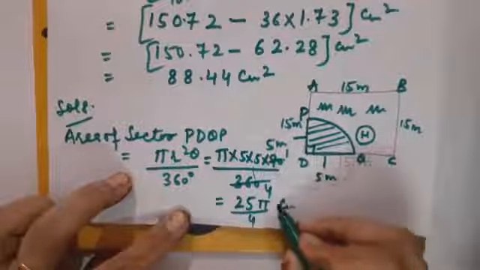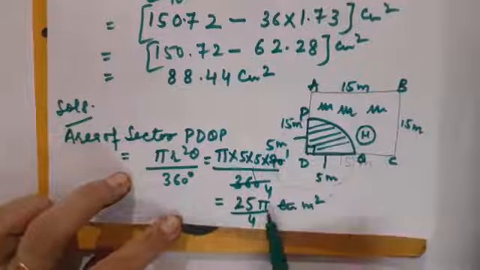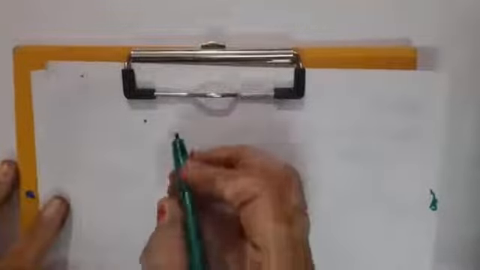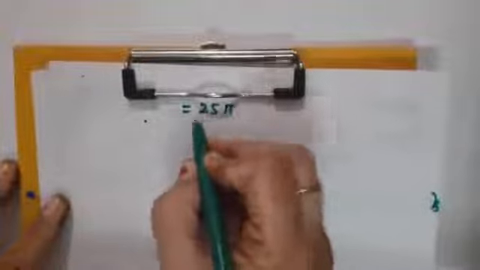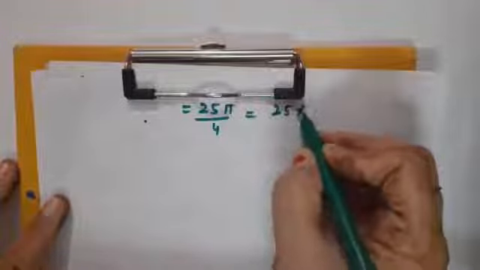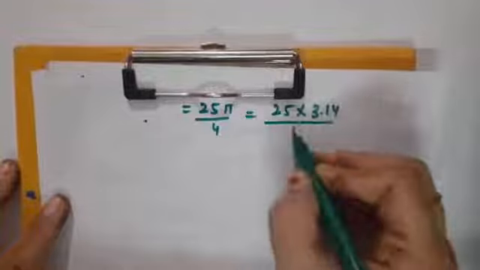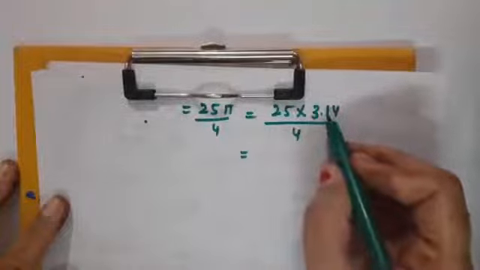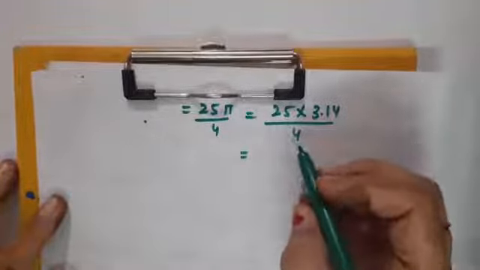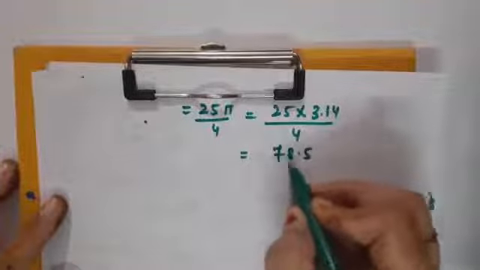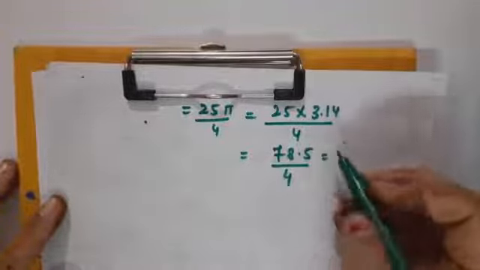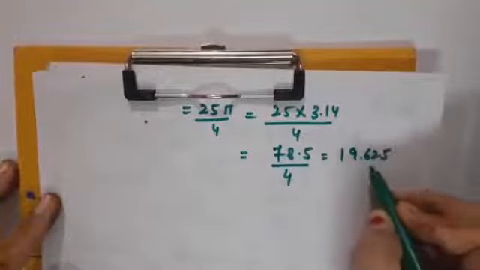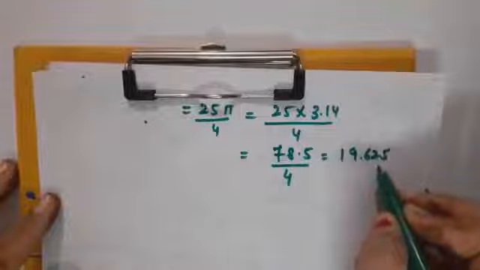This is meter square. Here I will be inserting the value of pi. The value of pi is also given to us, that is 3.14. This is 25 pi upon 4. Put this value, 25 into 3.14 upon 4. Correct, children? So after multiplying 3.14 by 25, I will be getting 78.5 upon 4. Now divide 78.5 by 4. You will be getting 19.625 meter square.